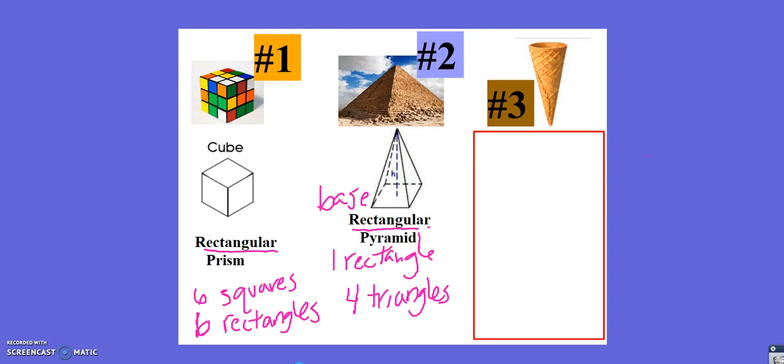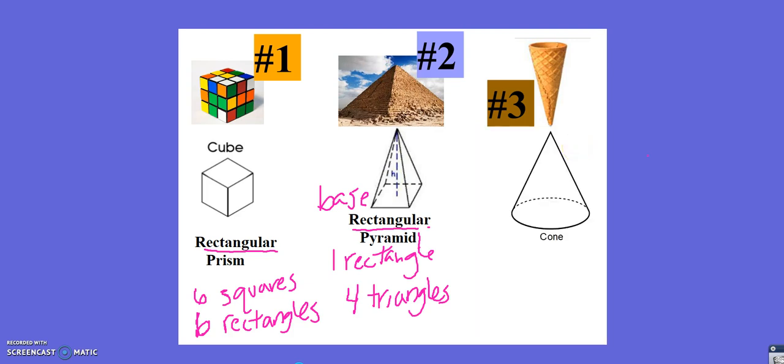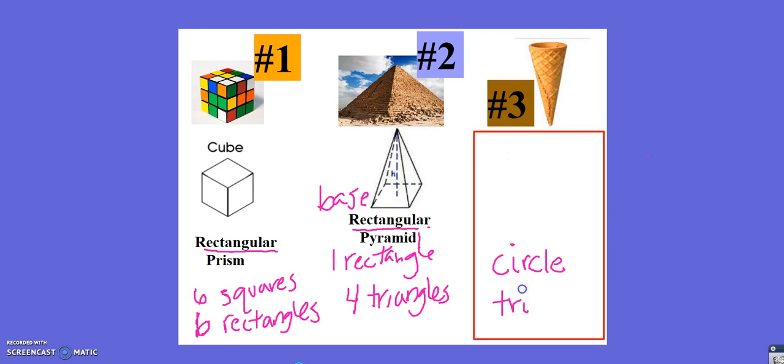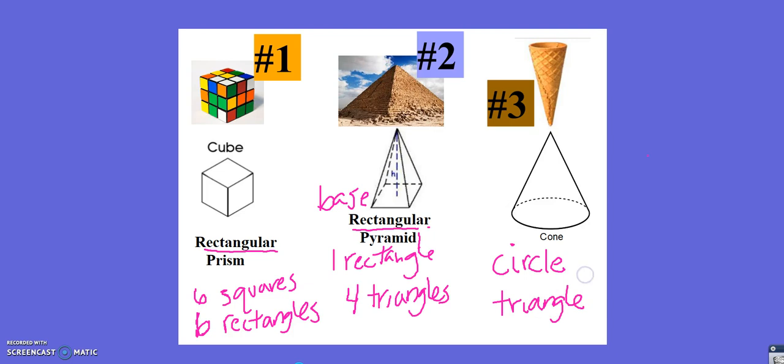The third one we have is called a cone. The base shape is going to be a circle. And then the sides there, you can see, are created by a triangle that is wrapped around that circle. So you've got one big triangle wrapping around that circle.